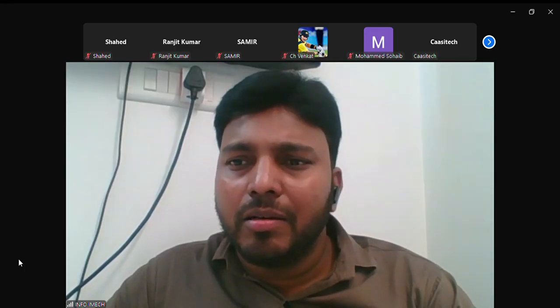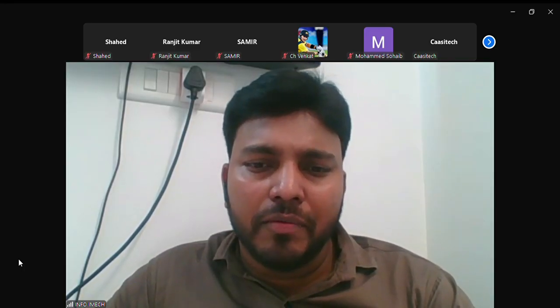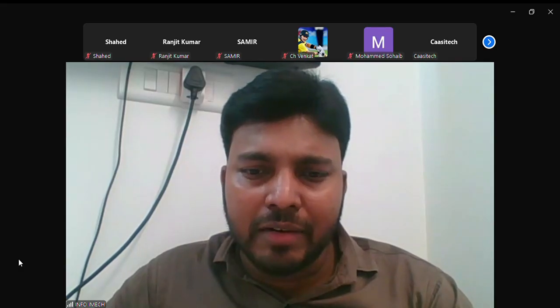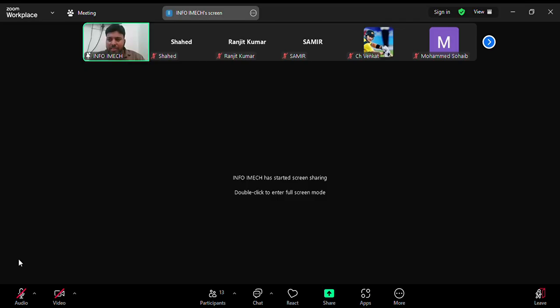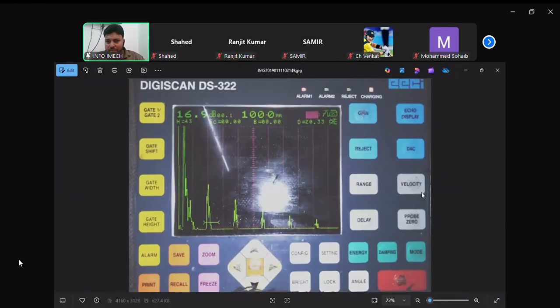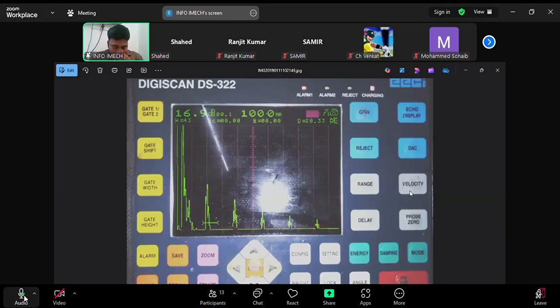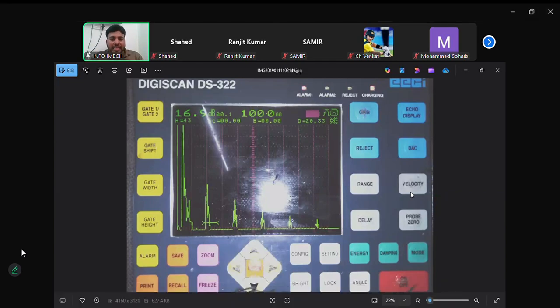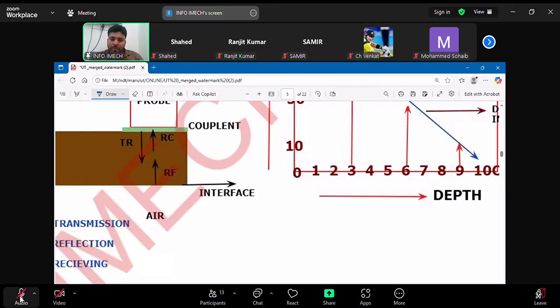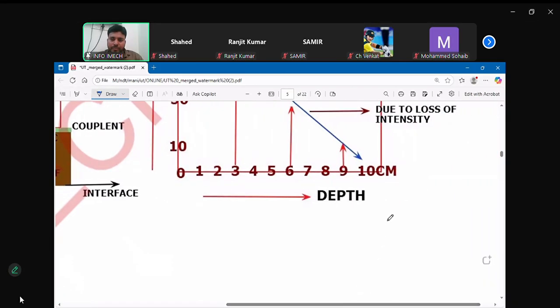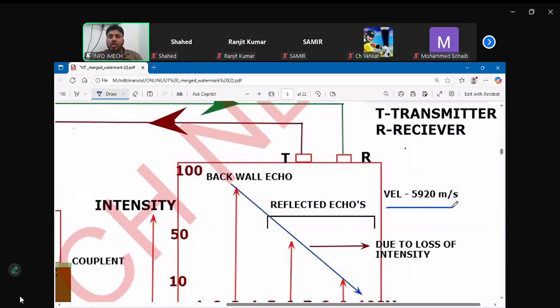How to set? We have a button called velocity in our machine. So see here. Can you see the velocity button in our machine? Okay. By using this button called velocity, we can set the velocity of our present testing material in our machine. How much should I set, guys? 5920. Okay, done.